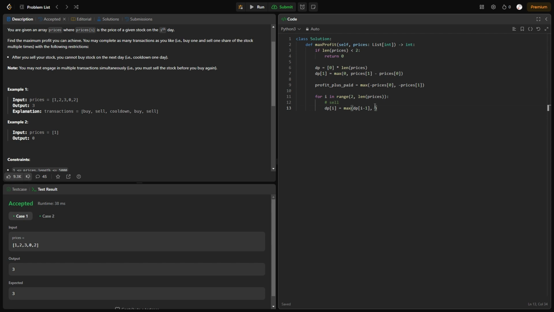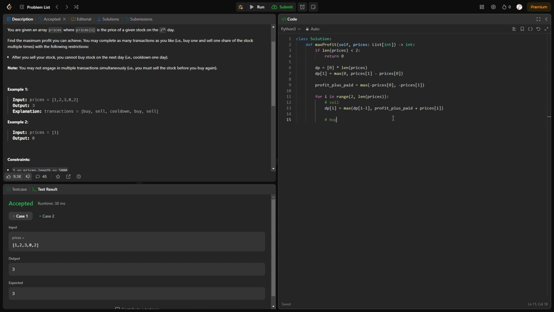We have the same profit as before. Or alternatively, we could sell the stock. So how much we earn is going to be profit plus paid plus the price of the stock at the current time, prices at i. So this is going to be the sell option. Essentially, we're comparing whether or not we should sell based on how much we get from doing nothing and how much we get from selling the stock.